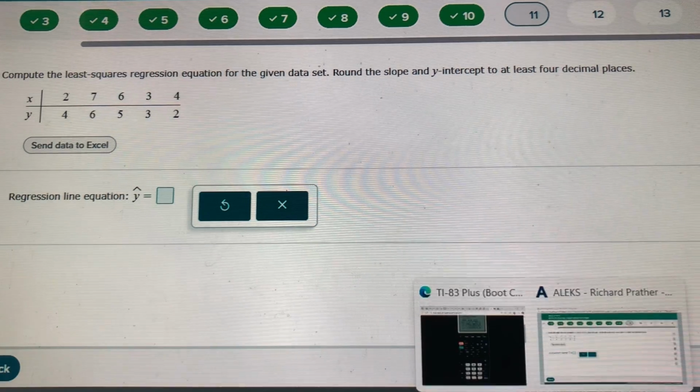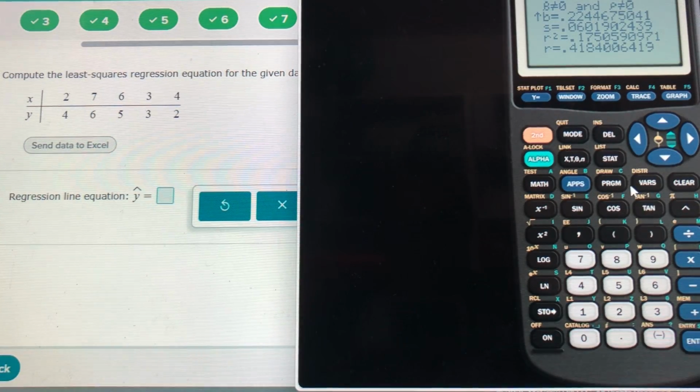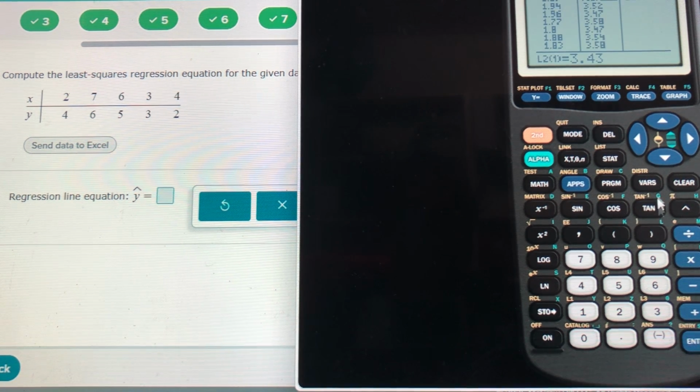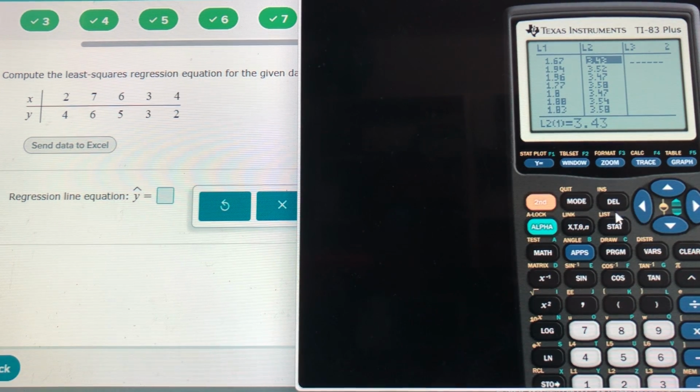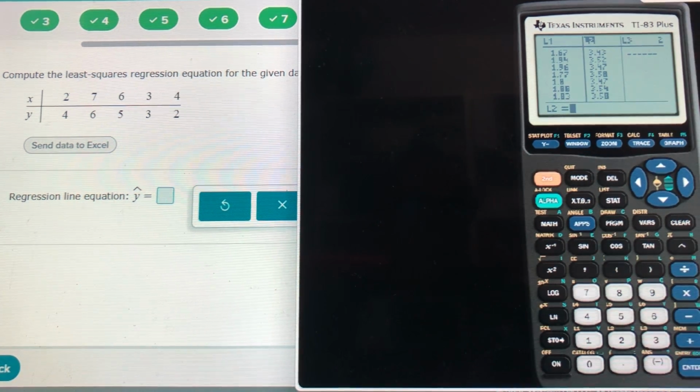Okay, here, again, remember I said one-stop shopping. So go to Stat and Edit. And I can't tell if you can see all that or not. There. Okay, so go up to the top and hit Clear Enter. Trying to get this so you can see it all at once. There, that's better. Clear Enter at the top.